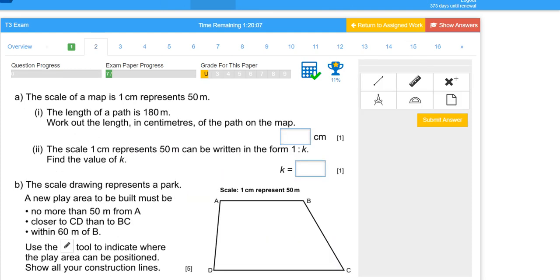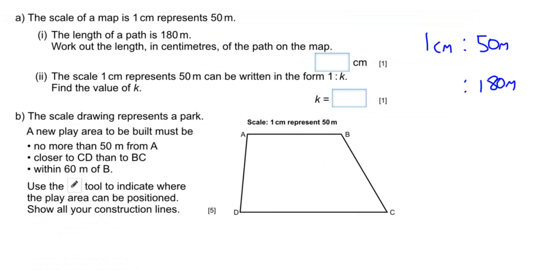So we continue on to question 2. We're looking at map scales, and we're going to do a little bit of loci work. So let's look at that a little bit closer up. And you can see here I have written down 1 centimeter is 50 meters, and we want to work out what is 180. So how do I do this?